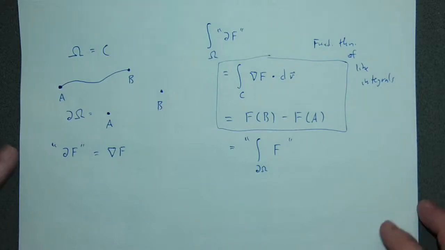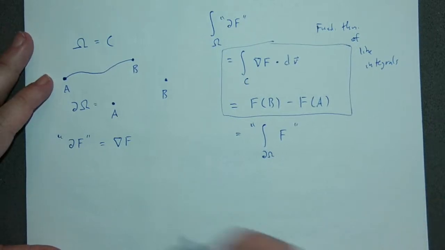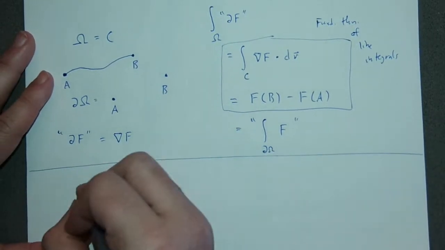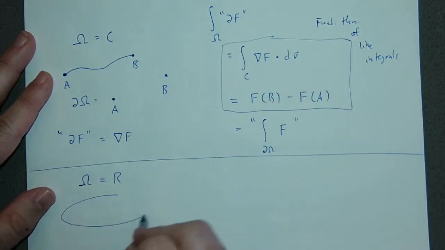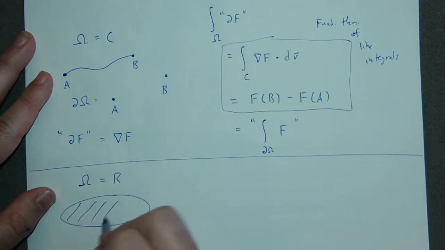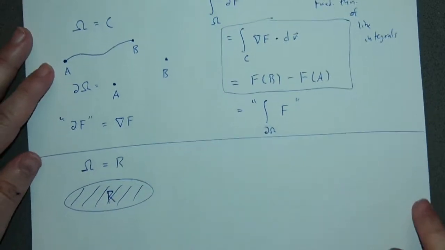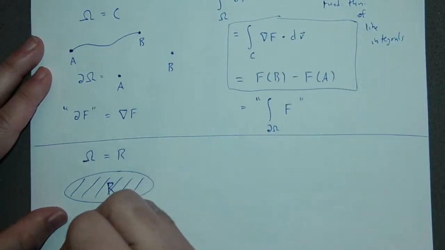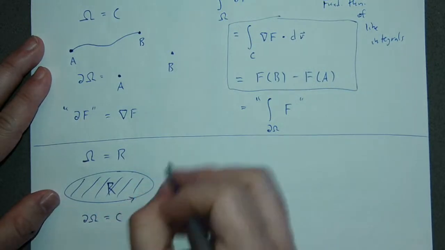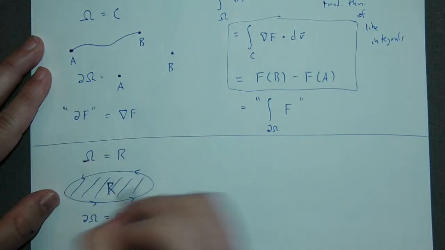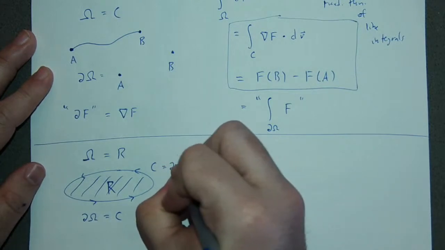Okay. Let's keep going. What if omega is a two-dimensional region R that looks like this? This closed 2D region R. In that case, del omega is the curve C, that is the boundary curve that looks like this. We'll say it's going counterclockwise. All right, so this is del R.